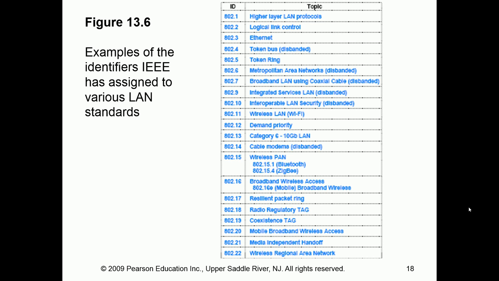802.16, our WiMAX. This is our broadband wireless access. That's our high-level, high-frequency broadband. 802.17, that's our resilient packet ring. I'll let you read the rest because I covered the major ones that most people are associating with. I take that back. 802.20, that would be our emerging mobile broadband wireless access. That's a huge one that's growing in popularity. And as we need more, we just keep adding more subcategories.